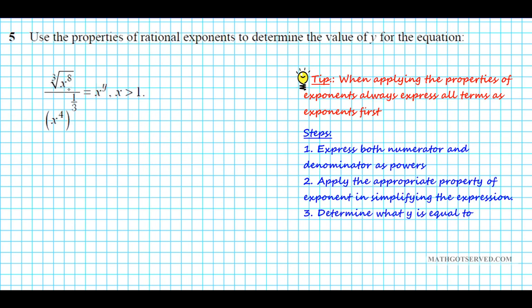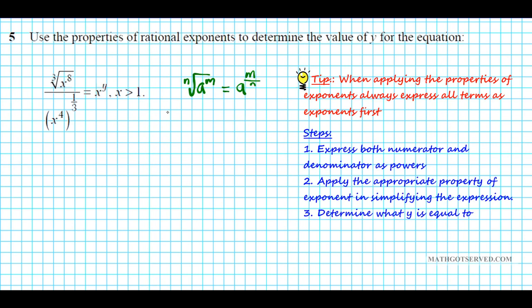Step 1, I want to express this radical right here as an exponent. So let me write down the rule for you. If you have, let's say, the nth root of a to the m, this is equal to a to the m over n. Guess what? This root becomes the denominator of your rational exponent.